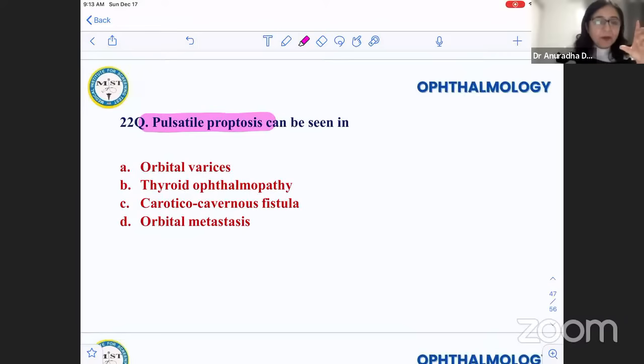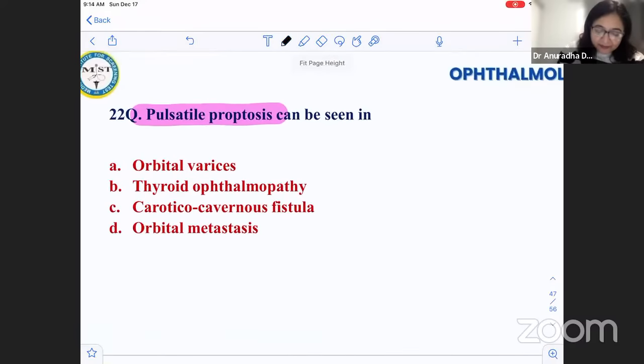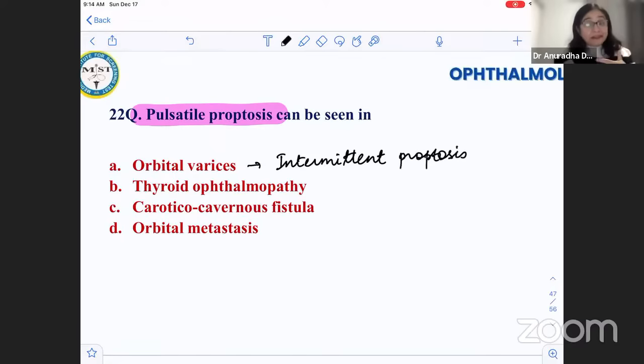Now, pulsatile proptosis is a feature of... let's go to the different choices. In orbital varices, beta, you see intermittent proptosis. Please remember, in varices you see intermittent proptosis, which becomes more on Valsalva, coughing or sneezing. Thyroid ophthalmopathy is the most common cause of proptosis.